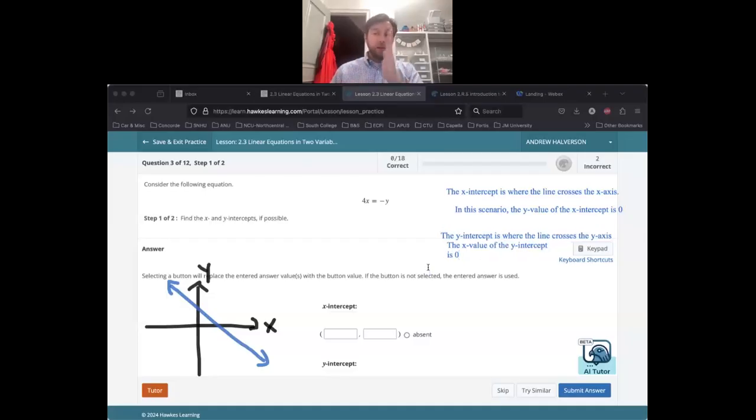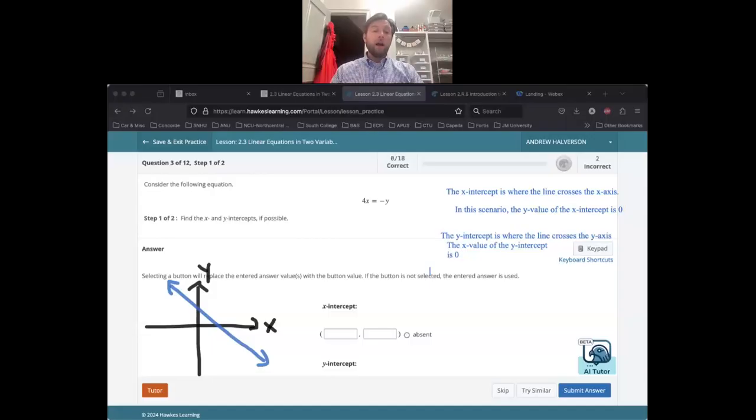Why is that? Because when you go up the y-axis, you just move up the y-axis. You don't move left or right. You're just going up the y-axis or down the y-axis, whichever way. Those are things you're probably going to want to write down and memorize. The y-intercept crosses the y-axis, the x value is 0. The x-intercept crosses the x-axis, the y value is 0.